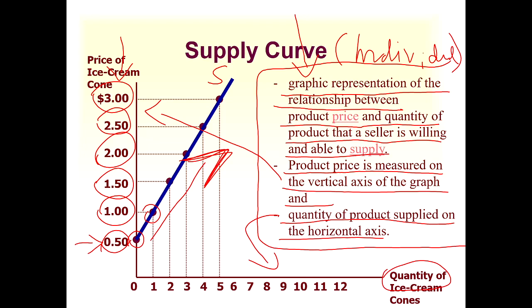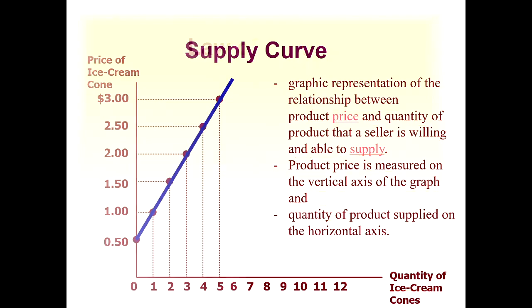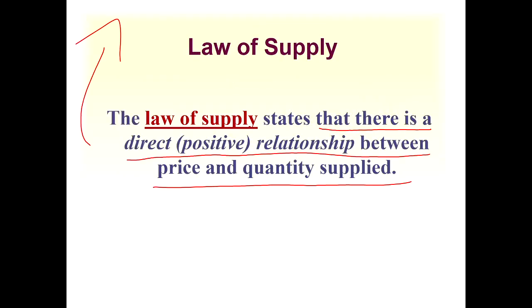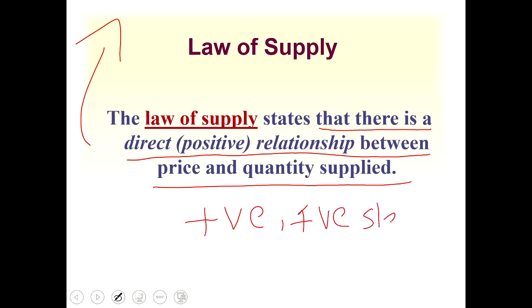So this supply curve is stating the law of supply, which means that there is a direct or positive relationship between price and quantity supplied. The higher the price, the higher the quantity supplied. So there is a positive relationship, positive slope, or you can say upward slope. That is what the law of supply tells us.